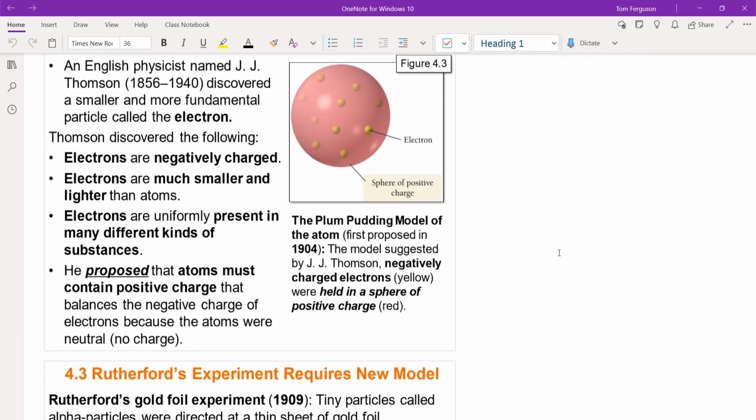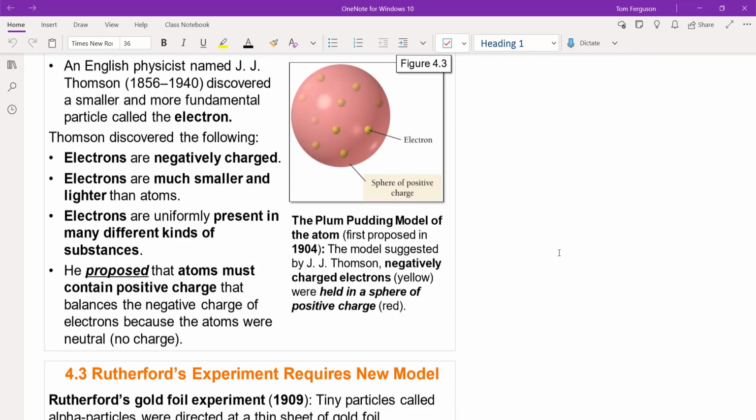Now, the organization inside the atom was kind of sloppy. He proposed a plum pudding model, which means they're just kind of in there with no organization. No organization, okay? Plum pudding model.